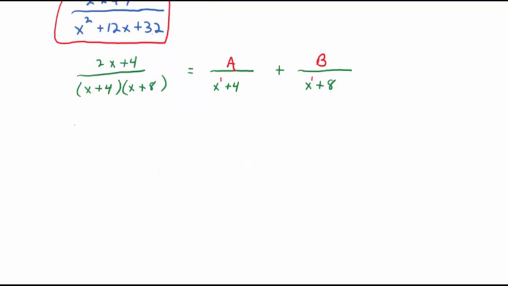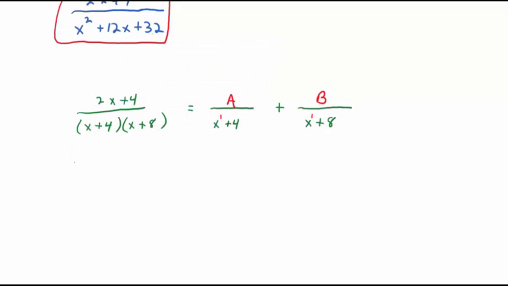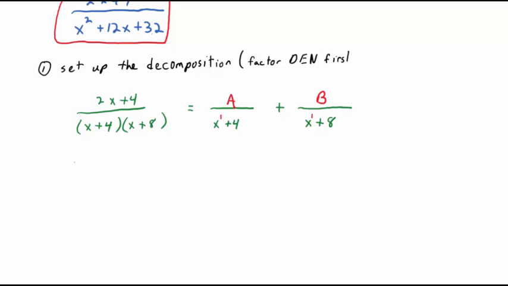So in the next step, I guess if you want some steps, I could write them down for you. Step 1 is going to be to set up the decomposition, and I'll put in parentheses: factor the given denominator first, if necessary, right? It's always if necessary. Okay, step 2 is going to be to clear the denominator.